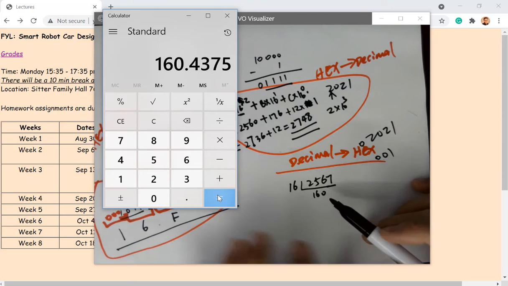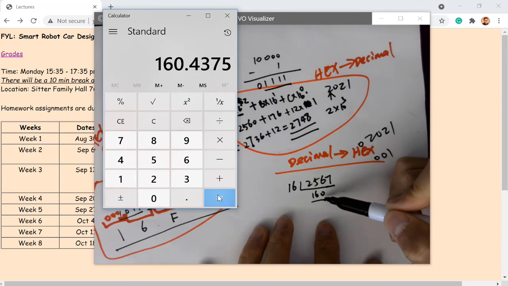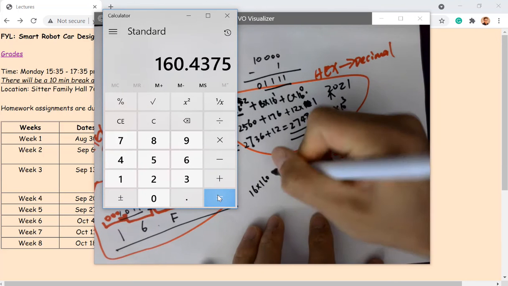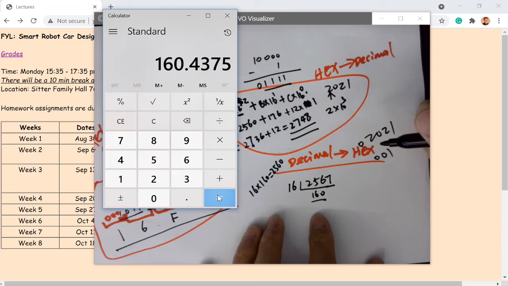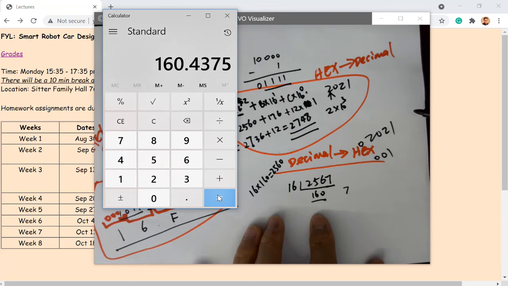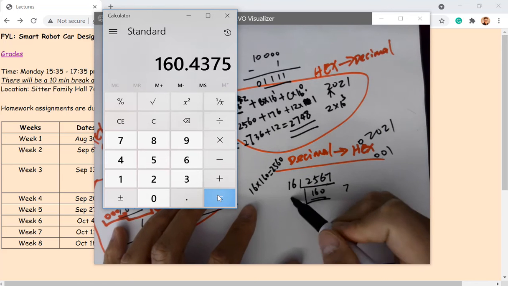Did you get that? So this divided by 16, you got 160. And then you calculate 16 times 160. You're getting 2560. And subtract from here, the remainder is 7. See how that works? And then do it again.